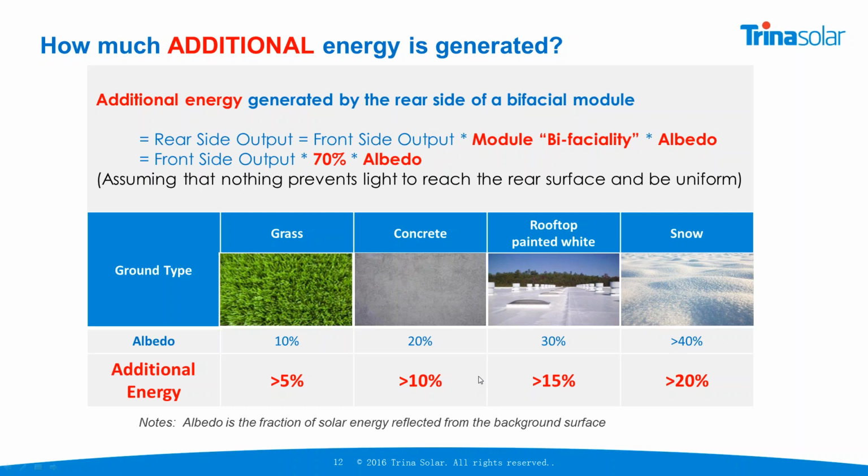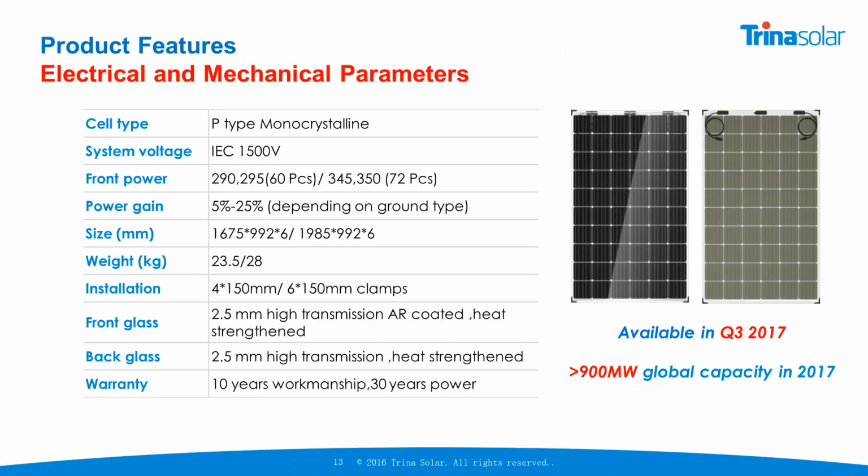And of course, that is assuming that nothing prevents the light from reaching the rear surface and being uniform on the backside. I'll come back to that a little bit later. So the product that we are presenting today, the DUOMAX Twin, is a P-type monocrystalline PERC cell.